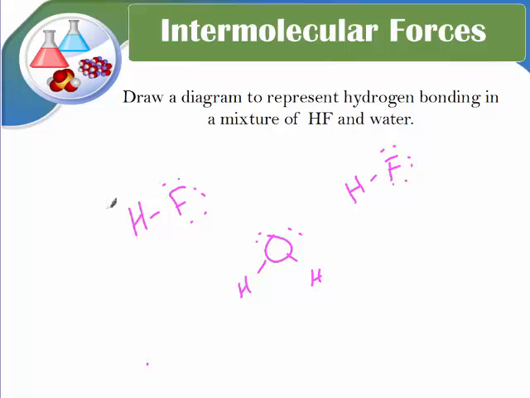So first, hydrogen is slightly positive, fluorine slightly negative. Slightly positive, slightly negative, slightly positive, slightly positive, slightly negative. So this fluorine cannot be attracted to oxygen because they're both slightly negative. So this hydrogen is attracted to that fluorine. This oxygen is slightly negative. It's attracted to that hydrogen, which is slightly positive. So those are two places it could hydrogen bond.